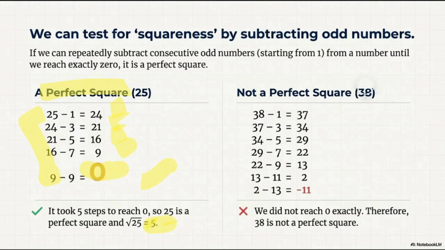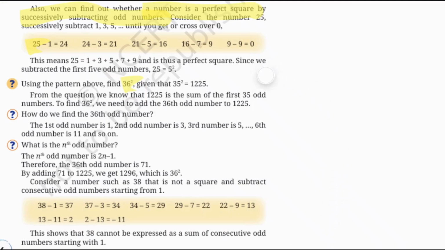Now let's check this with another number, 38. So from 38, the first odd number is 1. Subtracted, 37. 37 minus 3, 34. 34 minus 5, 29. 29 minus 7, 22. And 22 minus 9, it's 13. And 13 minus 11, it's 2. And then after 11, the next odd number is 13. So 2 minus 13 is minus 11. We are not reaching 0 exactly. Therefore, what can we say? We can say 38 is not a perfect square. So by this successive subtraction method, we have checked which numbers are perfect squares and which are not.